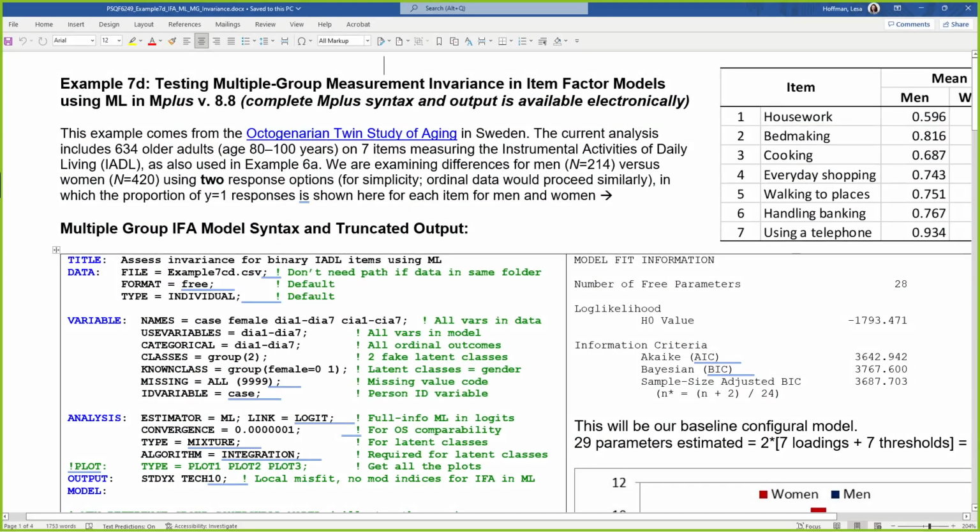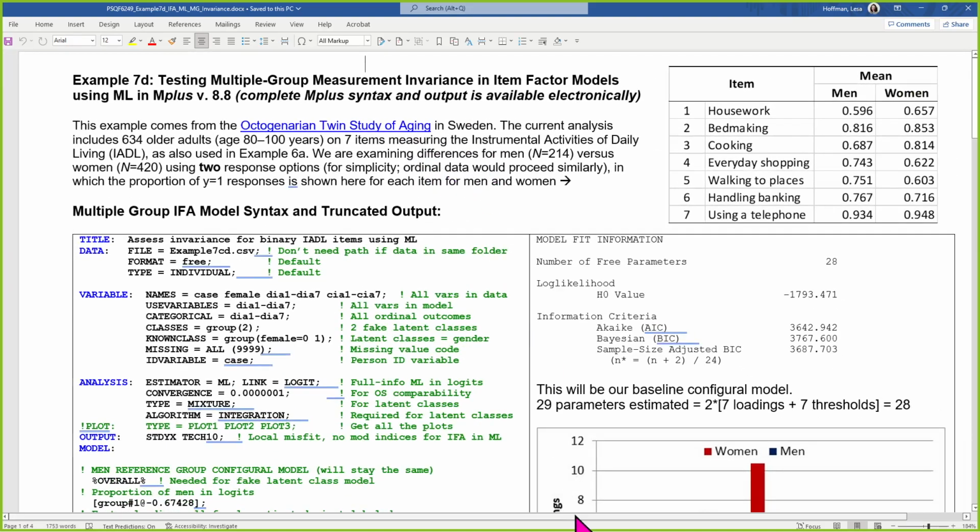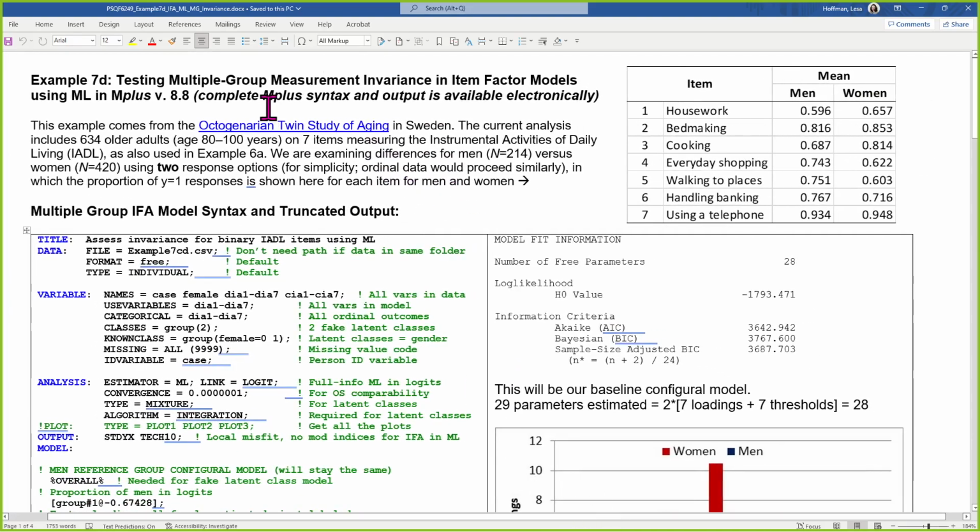Then very briefly, let me show you what it would look like to do invariance testing using full information maximum likelihood instead. This is the binary version of those same 7 items. So just simplifying things a little bit. This is example 7D.